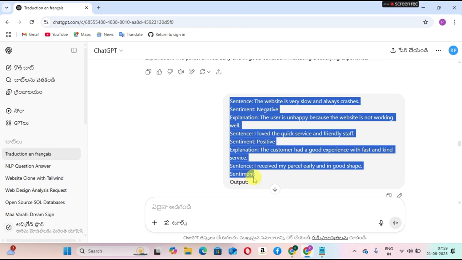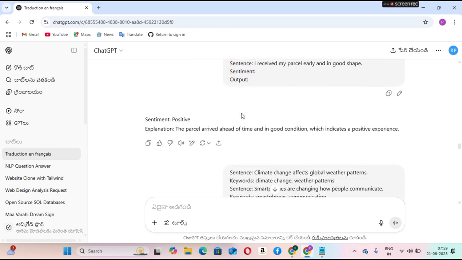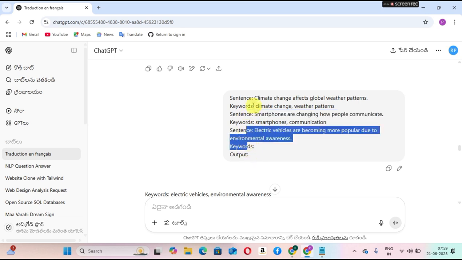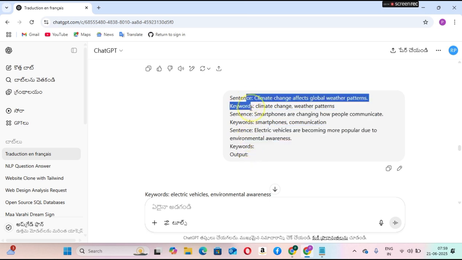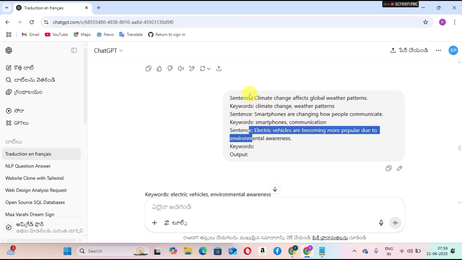Now we will do keyword extraction with few-shot prompting. We give examples of sentences and the keywords from each. Now consider this entire prompt. Here we have sentence, keywords, sentence, keywords, sentence, and then keywords. The first two sentences and keywords act as examples.